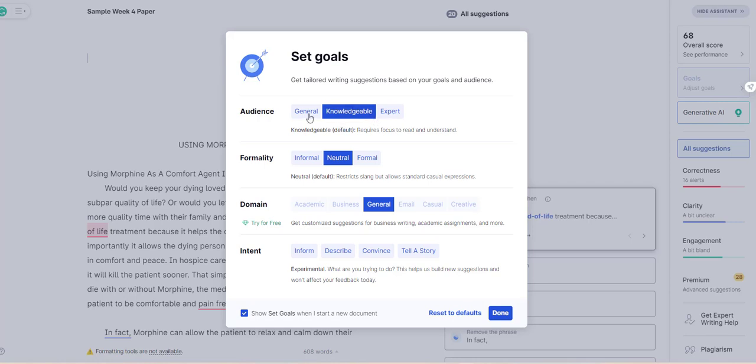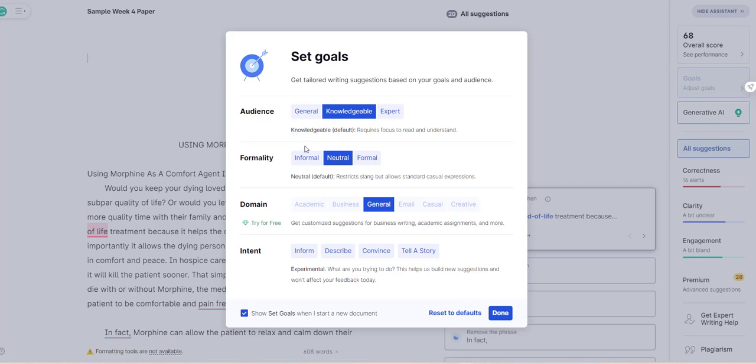General is when you're writing to your friends and family. Knowledgeable is if you're writing to other people, like other students. Expert is if you're writing to your teacher or your boss. So knowledgeable, once again, your peers, other classmates. General, like your family, your friends. You can let your hair down.